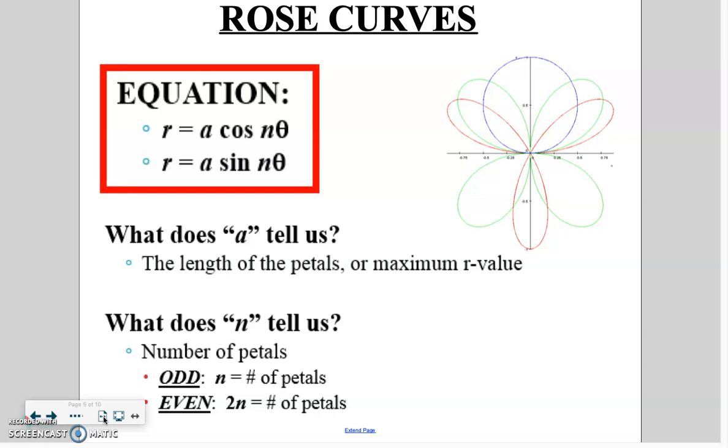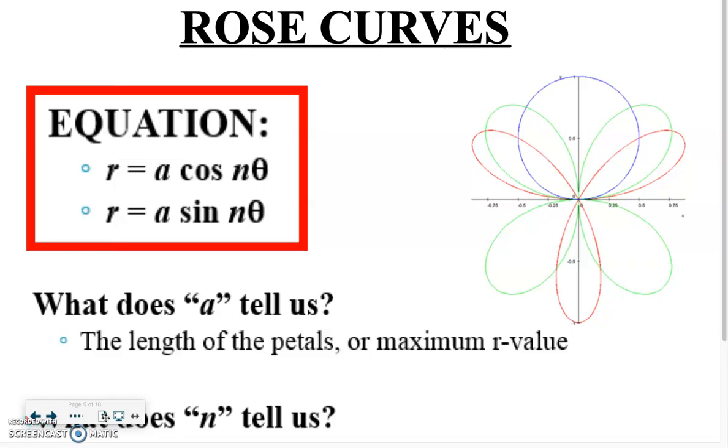Okay, so here are the two basic template equations for Rose curves. We've got r equals a cosine n theta, and we have r equals a sine n theta. I'm sure we're seeing very quickly that the only difference between the two is that one is cosine, the other is sine. Everything else matches perfectly, identical, the exact same.